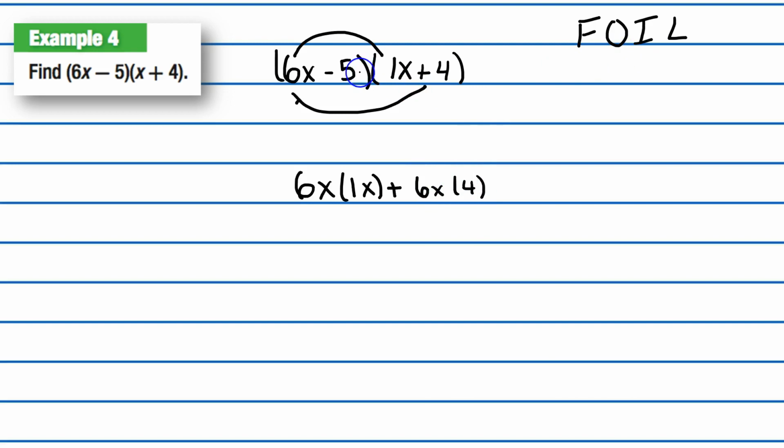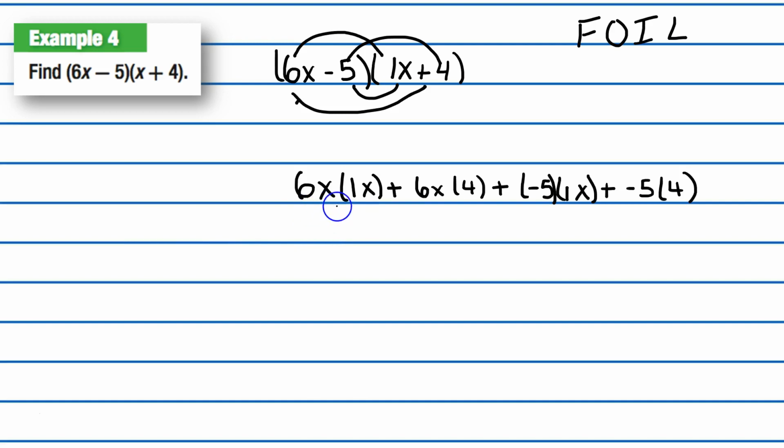Then our inner terms, plus negative 5 times 1x. Plus, and our last terms, negative 5 times 4. Alright, so let's go ahead and simplify this.